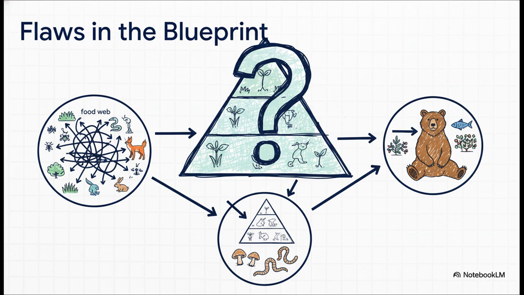Of course, these pyramids are fantastic models, but we have to admit, they're also a huge simplification of a much messier reality. They don't really account for complex food webs where one animal eats lots of different things. They completely leave out our essential cleanup crew, the decomposers. And what do you do with a creature like a human, an omnivore that eats at multiple levels? The simple pyramid model just kinda breaks down.